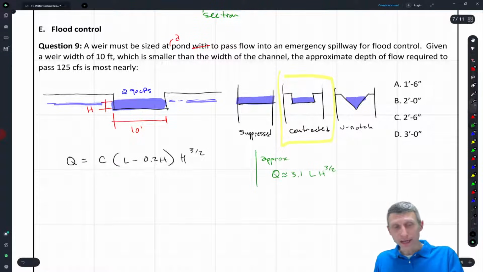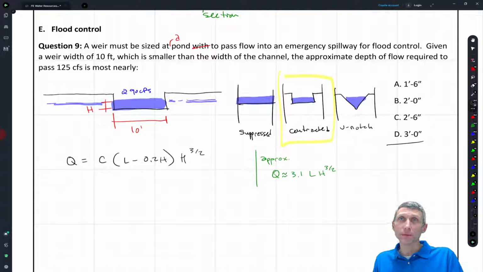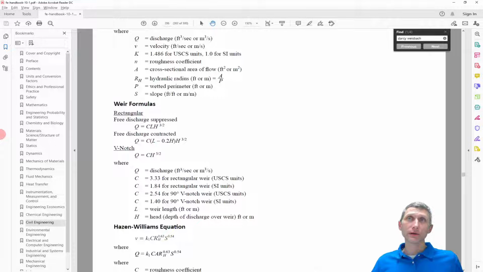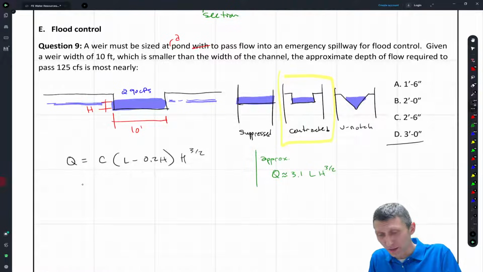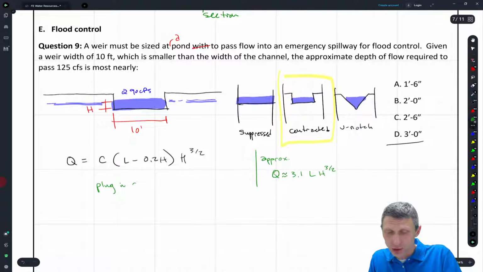Where I go is this is where I try to cut my losses. I've got 4 answers and I've got a calculator. So I'm just going to plug in, because when we come back to the handbook, we have C for a rectangular weir. This is a sharp-crested rectangular weir, and it's going to be 3.33. So what we can do is plug and chug here. Honestly, I think that's going to be the easiest.